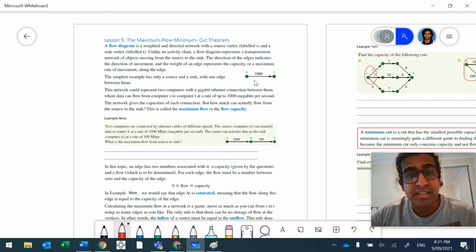And it's a directed network. We can tell because there's an arrow going from the source to the sink. It also has weights on the edges, which suggest what's called the capacity of that edge.